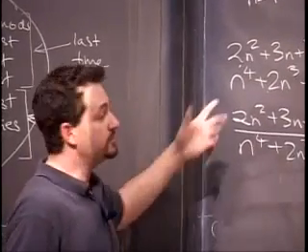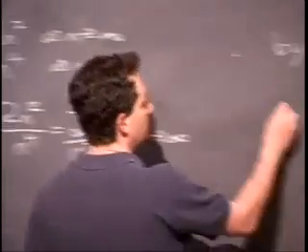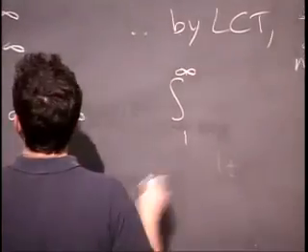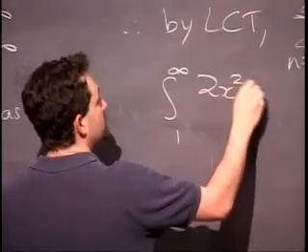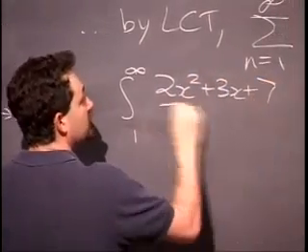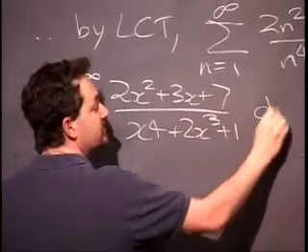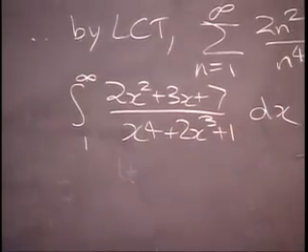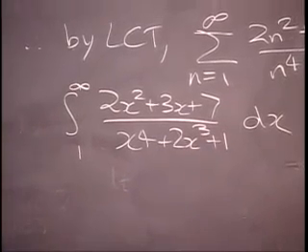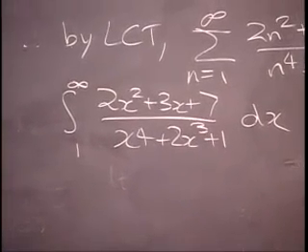All right? How different is that from the improper integral from 1 to infinity of (2x squared plus 3x plus 7) over (x to the 4th plus 2x cubed plus 1) dx? Suppose that was the problem. How different is that? It's not different at all. The answer is exactly the same.